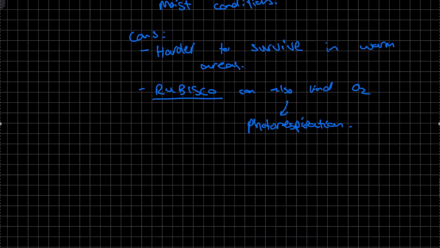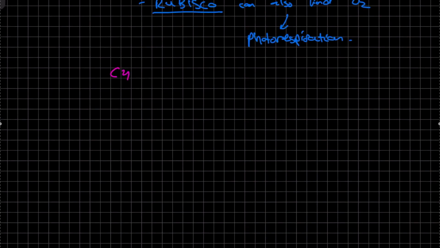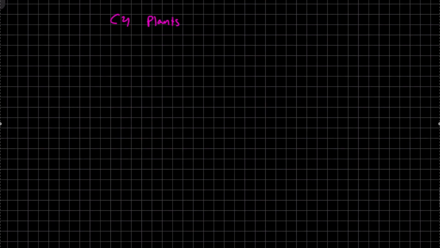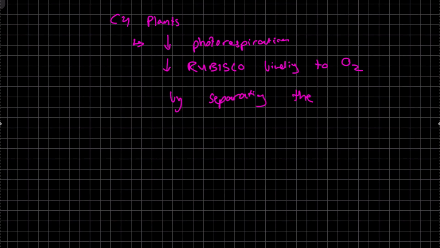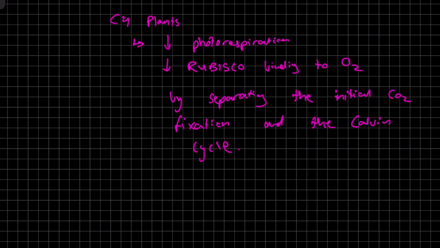Now, our C4 plants have evolved to combat photorespiration, and they've evolved to optimize rubisco binding to carbon dioxide to ensure that photosynthesis occurs. So in C4 plants, what they do is reduce photorespiration, or reduce rubisco binding to O2, by separating the initial carbon fixation and the Calvin cycle. Over here, they spatially separate the very first carbon fixation and the carbon fixation that occurs in the Calvin cycle. So this is separated spatially.